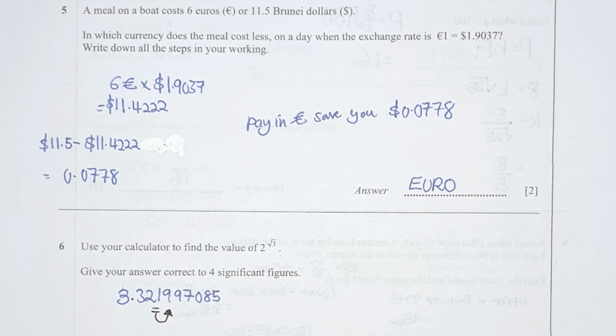At question 5, 6 euros, I change it into dollars first. You will get it as $11.4222. So to find the difference, 11.5 minus 11.4222, you will get 0.0778. So if you were to pay in euro, it will save you 0.0778. So the currency to choose will be euro.